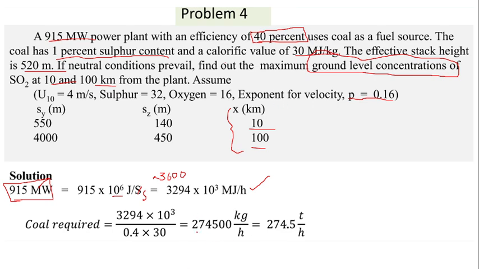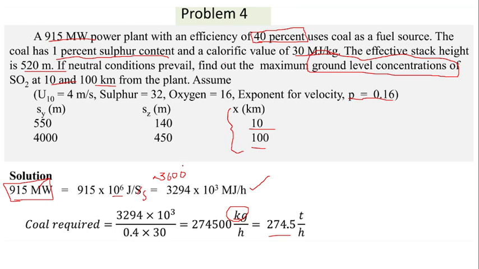So you will obtain 274,500 kilograms per hour. So 1 ton is equal to 1000 kg. So we will be obtaining 274.5 tons per hour. This much amount of coal is actually required. In this, only 40% is efficiently converted.